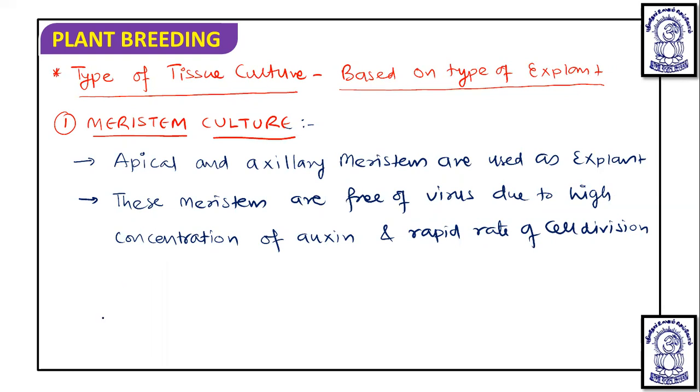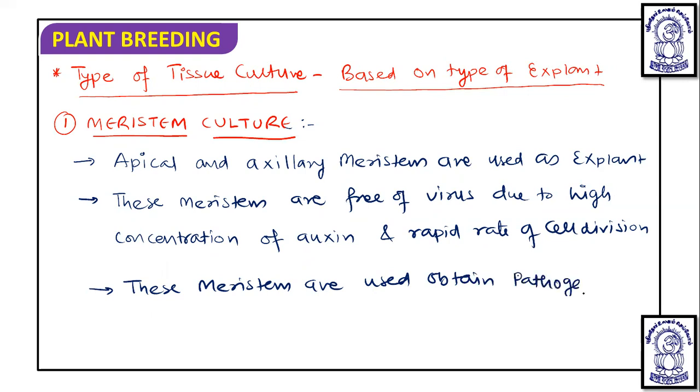So these meristems are used to create or obtain pathogen-free or virus-free plants. If we want to create a virus-free or pathogen-free plant, then we will select an explant such as an apical or axillary bud.